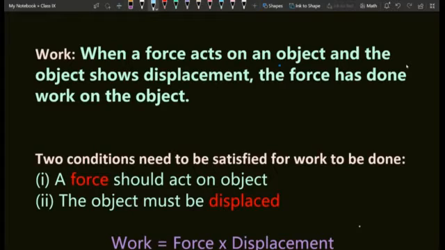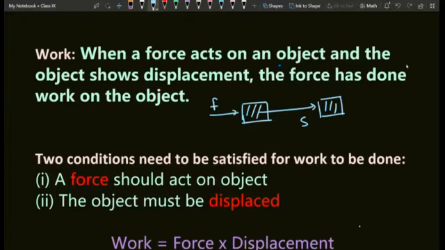So you see, work is done when a force acts on an object and the object shows displacement; the force has done work on the object. Remember that when we apply force, there is a change in the state of the object. If there is also a displacement, that means the object is moving from one point to another. So if there is displacement by applying some force, then we say that work is done on the object.